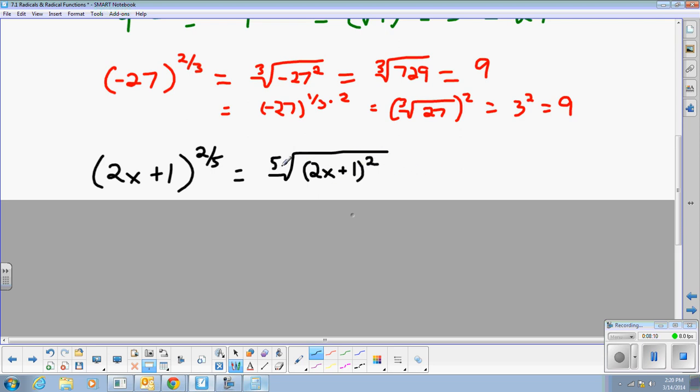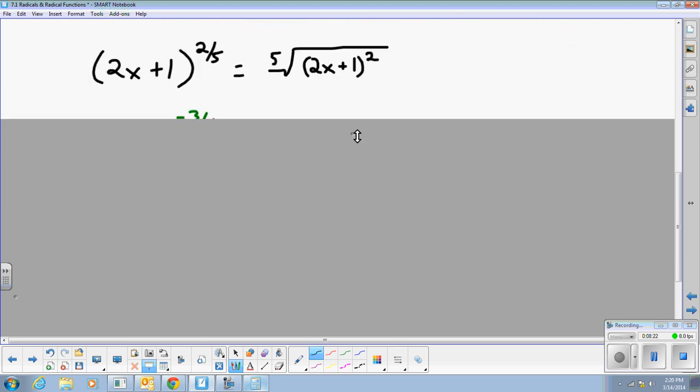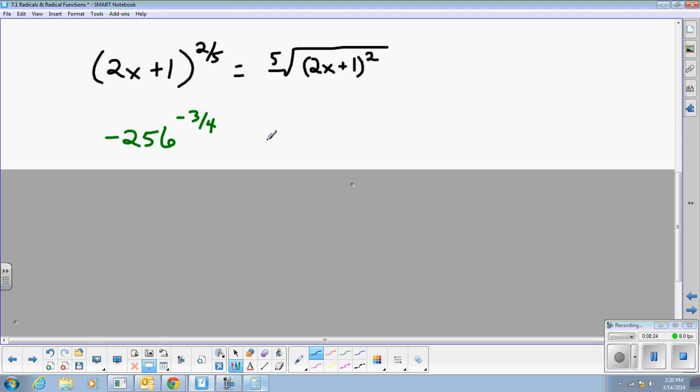So at this point, I leave this in its radical form, with a radical sign. So I have the 5th root of (2x + 1) squared, and I'm finished with this problem now. A couple more. Not too many left.